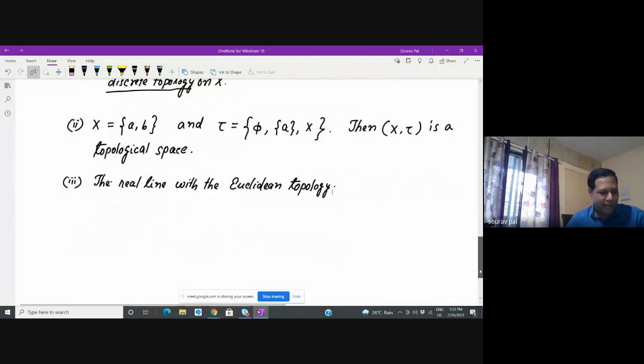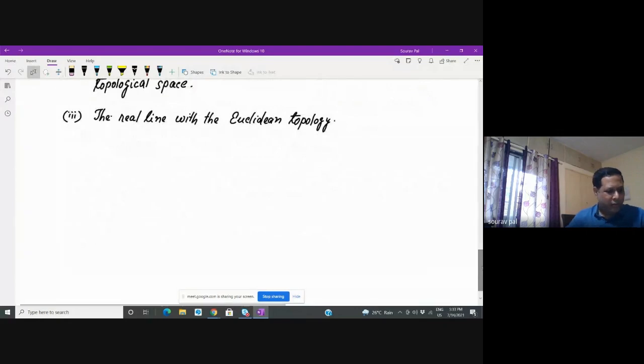That is another example. Now I am going to tell you what a subspace topology is. That is important because whenever we study a topological space, I am briefly describing the notion of topology here, and I will mention only those facts which are necessary for the rest of the course. I am not going into details of all things. So what is a subspace topology?